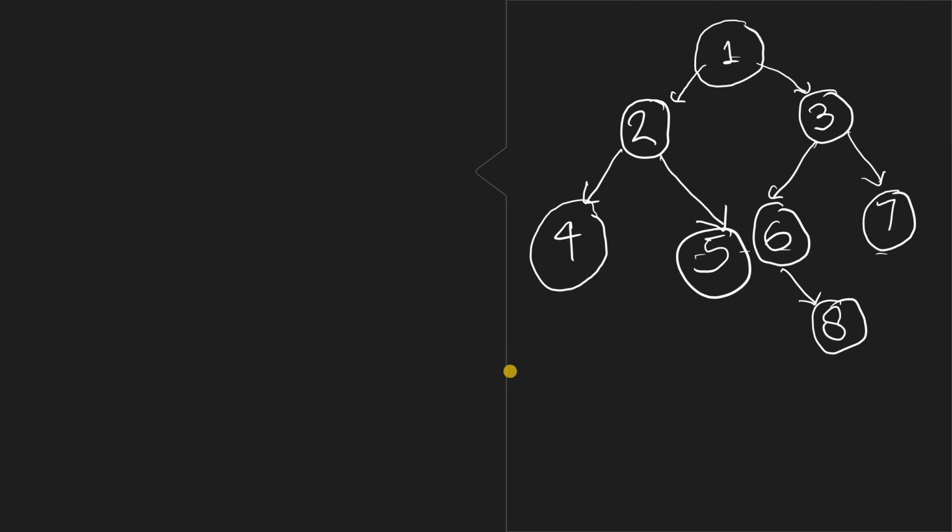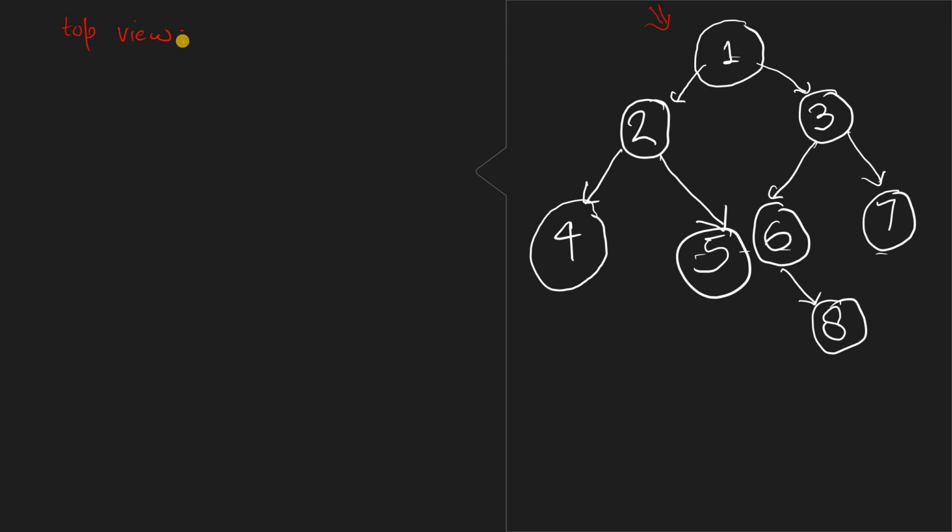So what does the top view suggest? The top view problem says if you are watching a binary tree from the top, you have to print the view of the binary tree from left to right. So let's see. Suppose this is the given binary tree. What will be the top view of this binary tree?